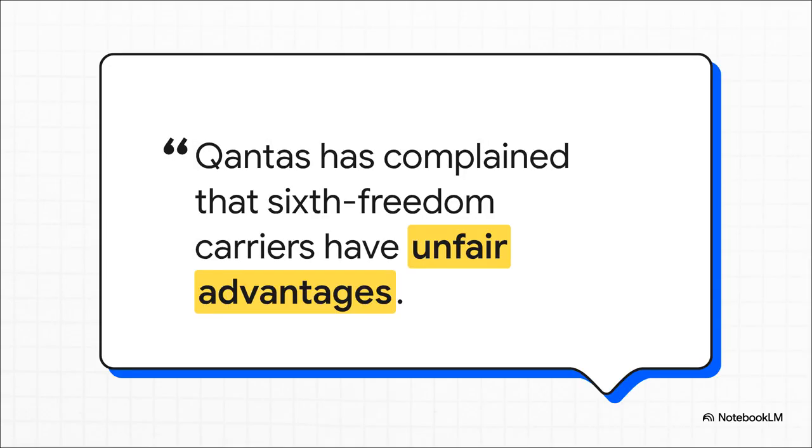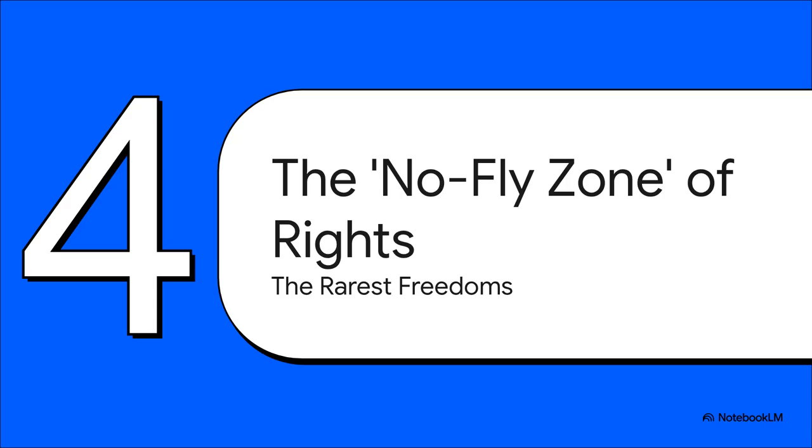But as you can imagine, not everyone's a fan. Airlines like Qantas in Australia have argued that these Sixth Freedom carriers have an unfair advantage because of where they're located. It creates this intense competition on super profitable routes, like between Australia and Europe, and yeah, it often leads to some political drama.